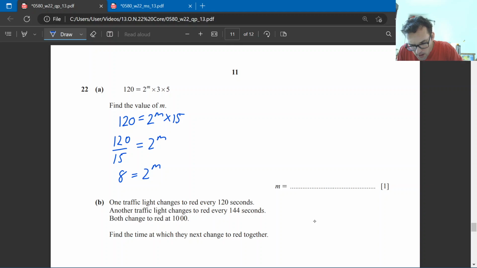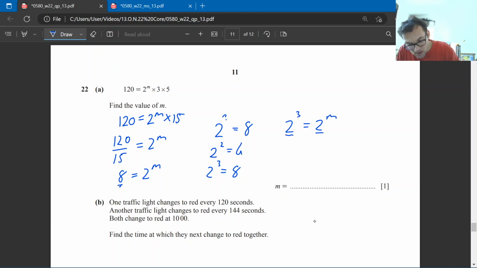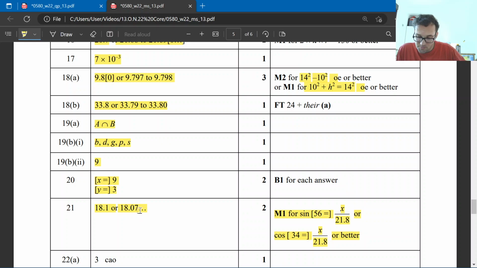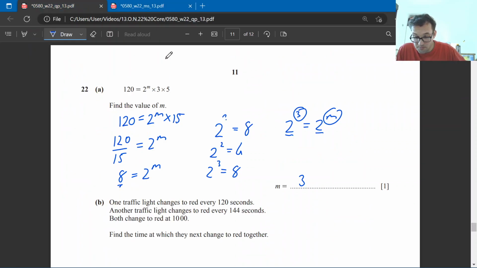So, 2 to the power of what equals 8? We know 2 squared is 4. 2 cubed is 8. So yeah, 2 cubed is the same as 8. So instead of that 8, we can write 2 cubed. And that is equal to 2 to the m. Now because the base numbers are the same, it means the powers are the same, so m equals 3. Okay, does that make sense? I hope so. 3 is the correct answer only.